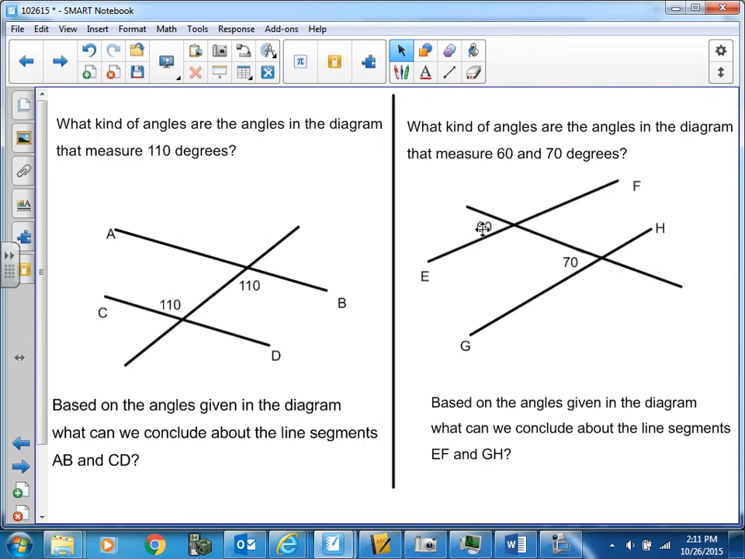Now in the second diagram, what types of angles are 60 and 70? And based on those angles, what can we conclude about EF and GH? So think about that before you come to class, if you happen to watch this video. That'd be a good thing.